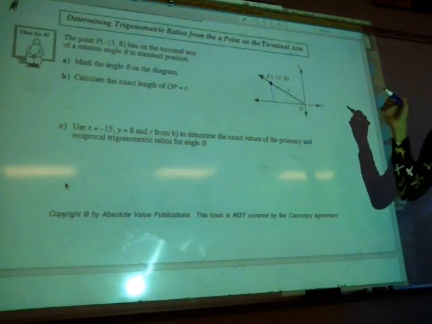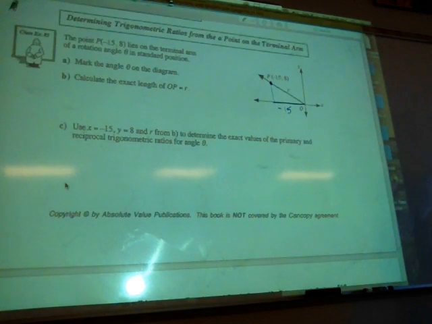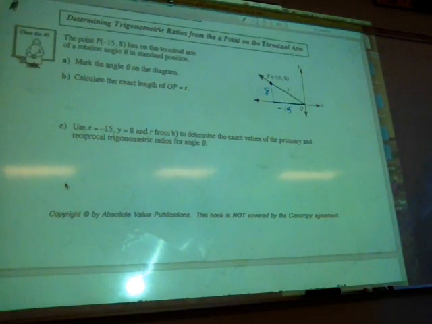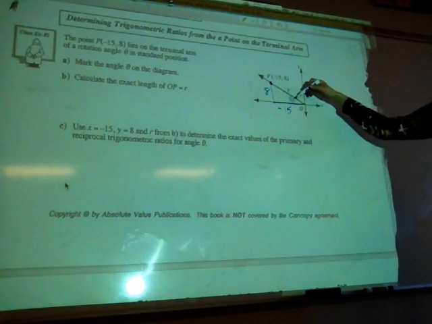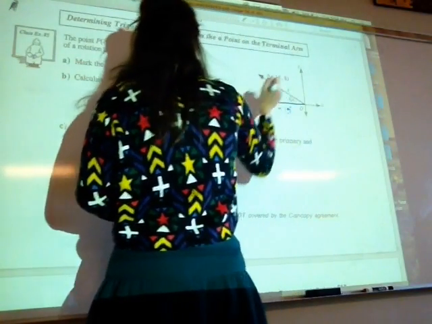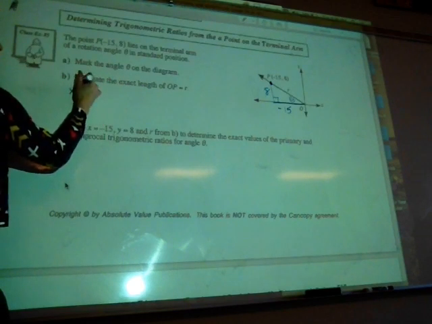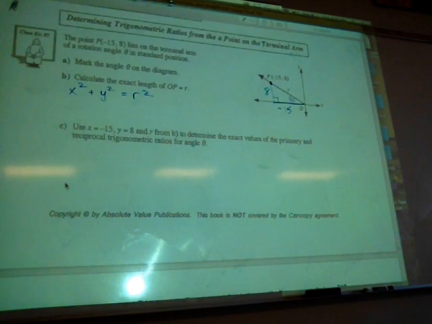The x coordinate is negative 15. So for this triangle, this length is negative 15. The y coordinate is positive 8, which means we're rising 8. So we now have our adjacent and our opposite length. If this is your reference angle, opposite, adjacent, r is our hypotenuse. We're going to solve for r. It's a right angle triangle, and we could calculate r by using Pythagorean theorem. So x squared plus y squared equals r squared.